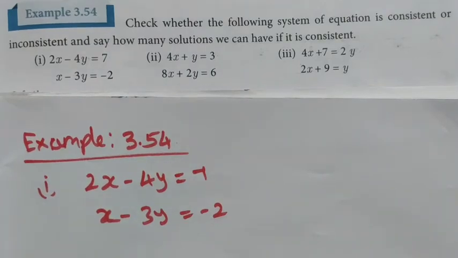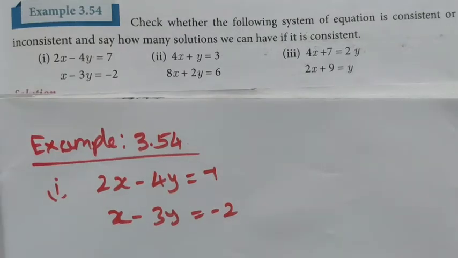Example 3.54. Check whether the following system of equations is consistent or inconsistent, and say how many solutions we can have if it is consistent. The equations are given, and we want to find the number of solutions and whether the system is consistent or inconsistent. When we have a solution, we say it is consistent. If there is no solution, then it is inconsistent.